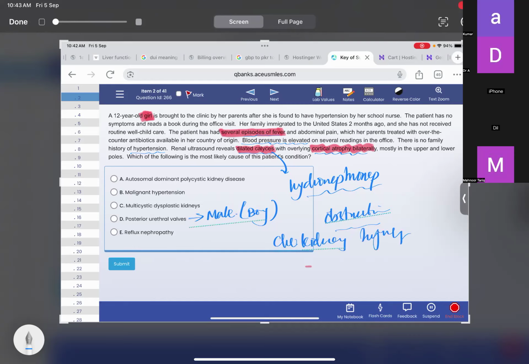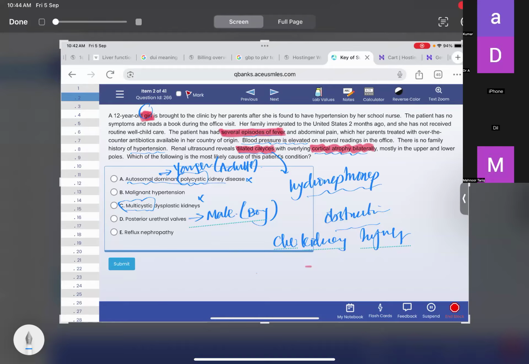Now, what are they asking? Which of the following is the most likely cause of the patient's condition? We have autosomal dominant polycystic kidney disease. The first thing is that autosomal dominant is in adults. And we don't have cysts in our stem. The other option is multicystic, so we can exclude both. And we have excluded posterior urethral valve because it's a girl; it is only for boys.